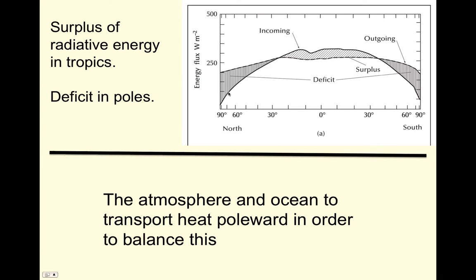We always have to remember for the climate system, there's a surplus of radiative energy in the tropics. So a lot more incoming energy than is leaving. And there's a deficit in the poles. There's more energy leaving radiatively versus coming in from radiation from the sun. So we have to have a heat transport mechanism, and we have two of them. The atmosphere, which we're explaining here, and the ocean. They both can transport heat poleward in order to balance.